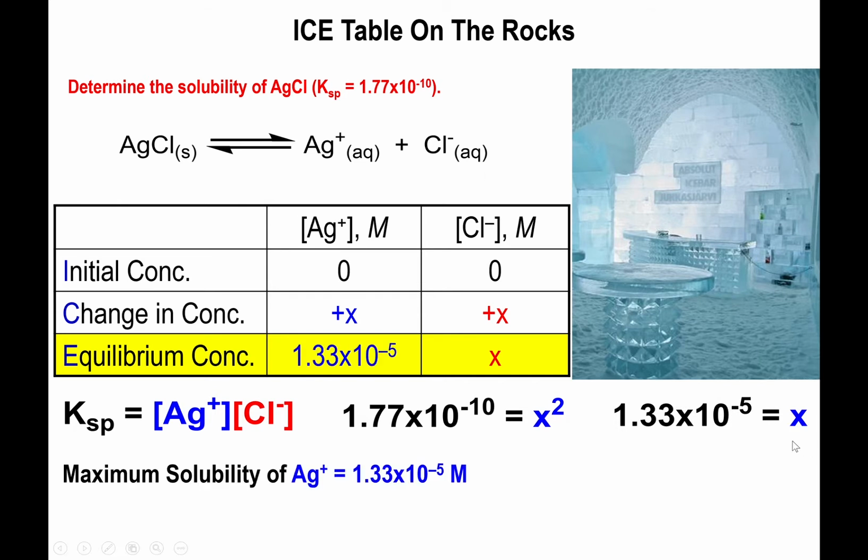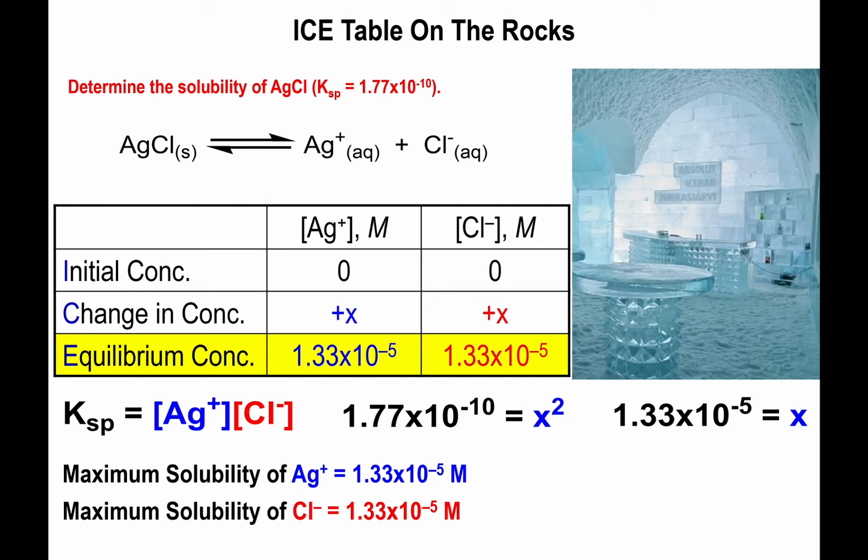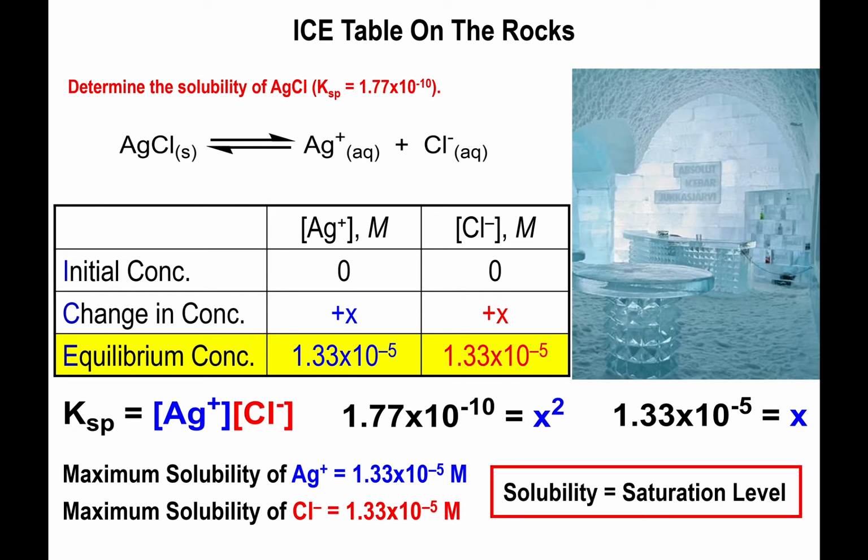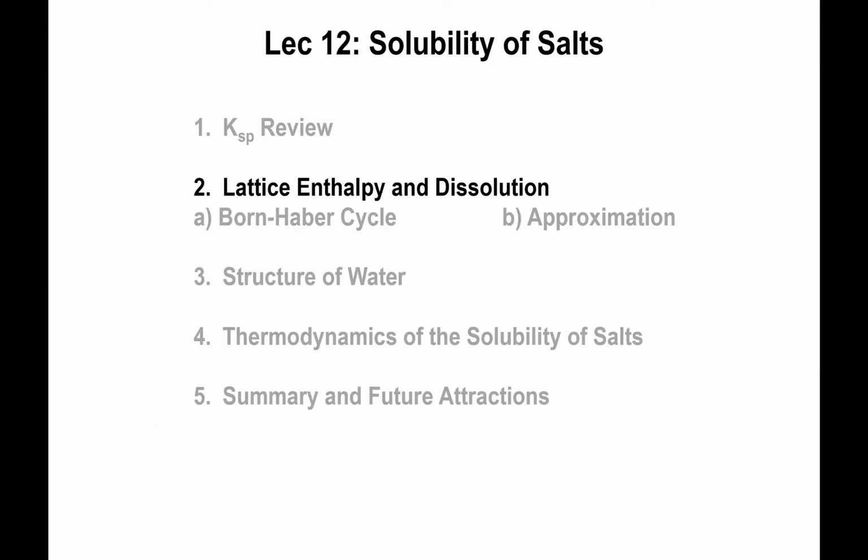And when we have the value of x, then we can equate this to the solubility of the compound, right? And the solubility, just to remind you, from the point of view of KSP, represents the saturation level, the max concentration of ions that you could have present before they start precipitating out.